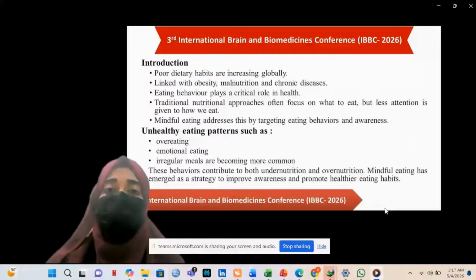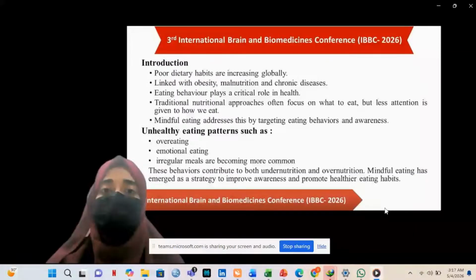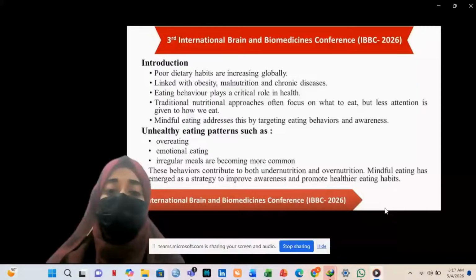Unhealthy eating patterns such as overeating, emotional eating, and irregular meals are becoming more common. These behaviors contribute to both undernutrition and overnutrition. But mindful eating has emerged as a strategy to improve awareness and promote healthier eating habits.